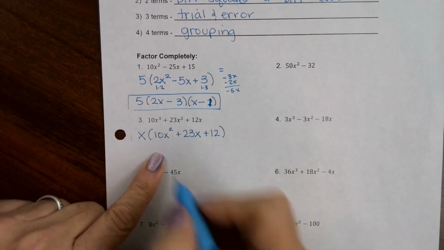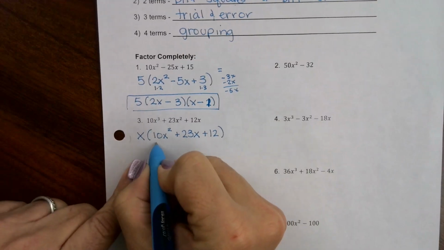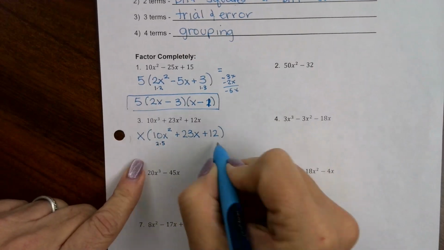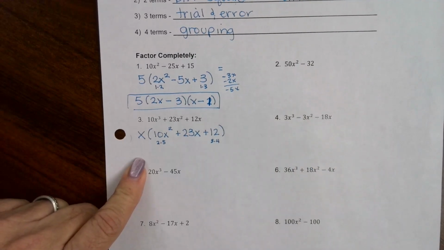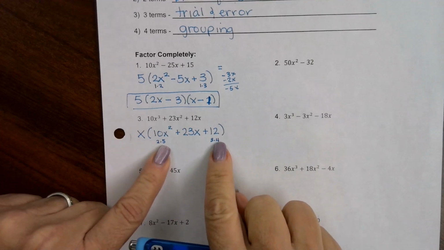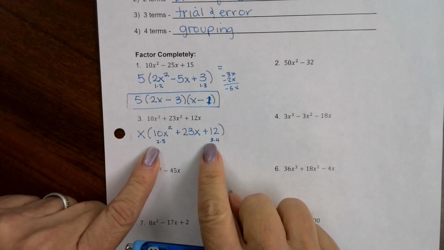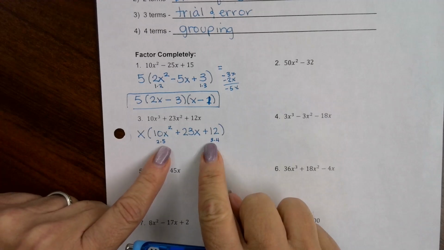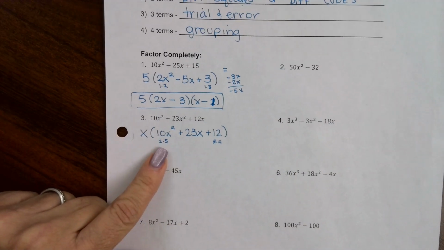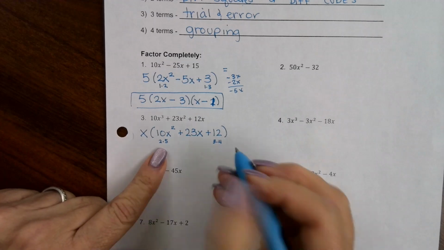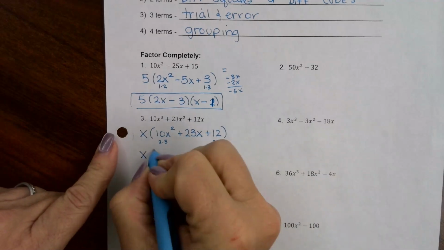Okay, so let me look at this. I'm going to look at just my 2 middle terms first. So 2 and 5. And 3 and 4. And my goal here is to get 23. So 5 times 4 is 20. 2 times 3 is 6. So that doesn't work. So let me look at the other one. I have 5 times 3, which is 15, and then 2 times 4, which is 8. So 15 plus 8 is 23. So that works. So I have my x.